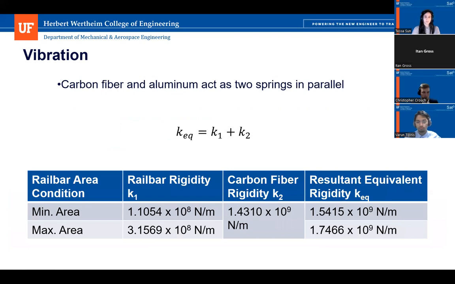The carbon fiber plating and rail bars' independent rigidities can be combined as 2 parallel springs. For parallel springs, the equivalent spring constant is simply the sum of all the springs in parallel. The equivalent rigidities for each rail bar condition are shown at the right of the table. Next slide, please.